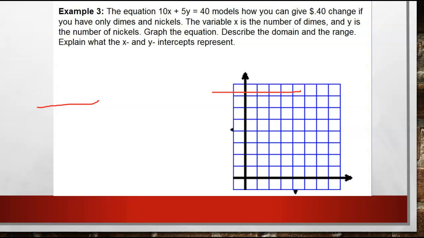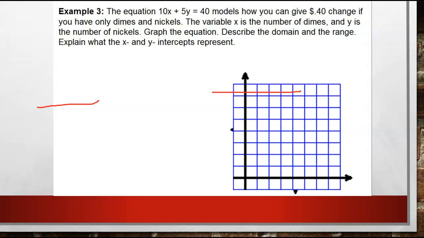Let's look at the example 3. So it says the equation 10x plus 5y equals 40 models how you can give change if you only have dimes and nickels. So what we want to do is find all the different ways I can give dimes and nickels as change. We need to make sure we describe the domain and range as well as the x and y intercepts.